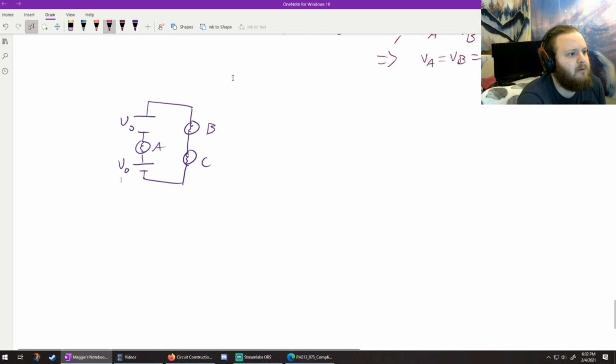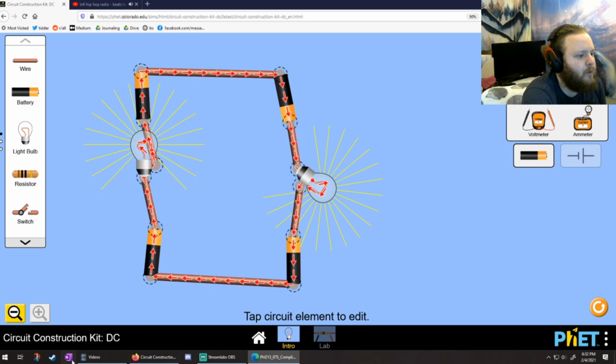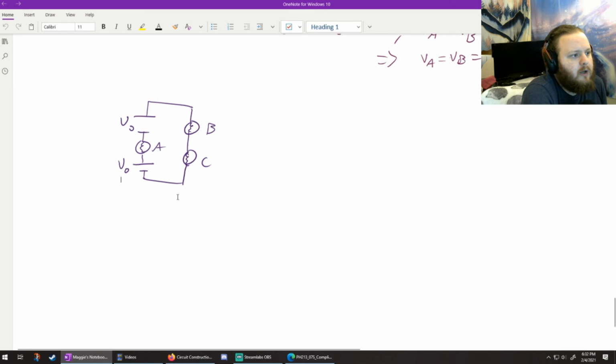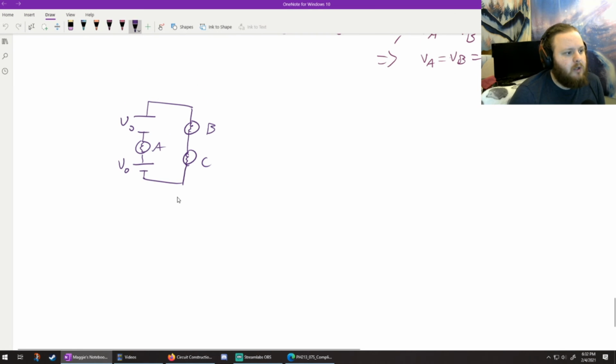I wish I could tell what OneNote was ever doing. Okay, I'll just restart it. It's fine. So bulb A, the student's argument is that if I start at the pink point right here, if I look in this little section, bulb A has dropped all of the voltage from the battery below it, and then B and C must drop all of the voltage from the voltage source above that.